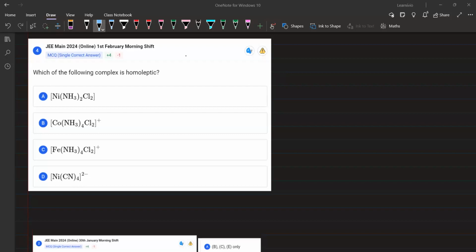Okay, fine. Homoleptic means a complex which has only one type of ligand. All the ligands are the same. Now answer. Homoleptic complexes are such complexes which have only one type of ligand. Let's answer, should we tell you the options?